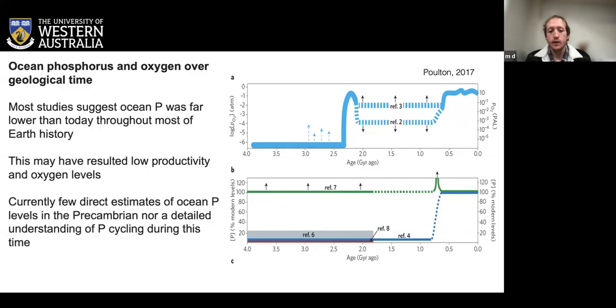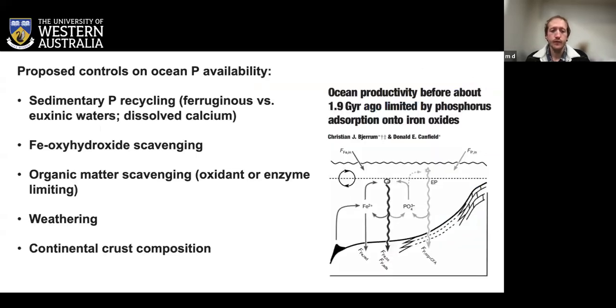So the problem is, the reason we get this spread of values is there are very few geochemical tools at our disposal that we can use to estimate what ocean P levels were actually doing and how they tie into this evolution of atmospheric oxygen over Earth's history. And so the reason for a lot of these differences in opinion of how marine P levels have changed over Earth's history is that there are a number of competing ideas about what controlled ocean P availability throughout Earth's history.